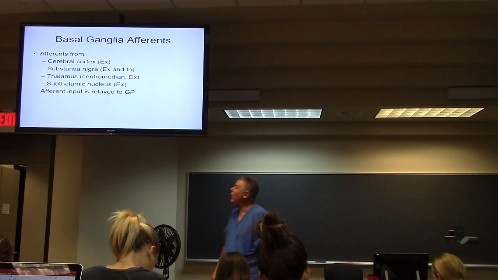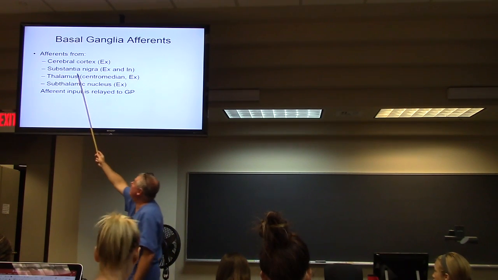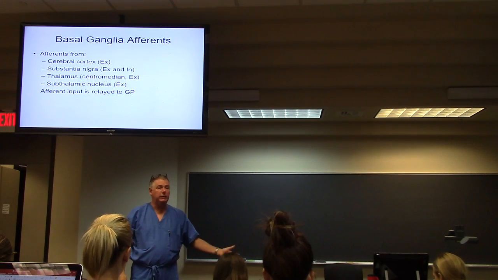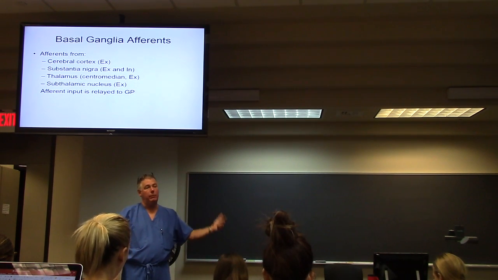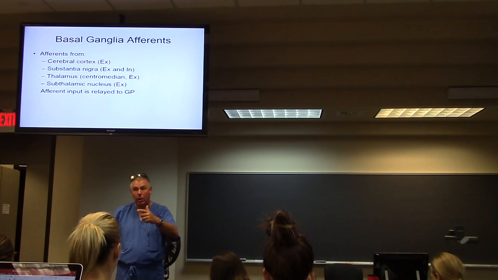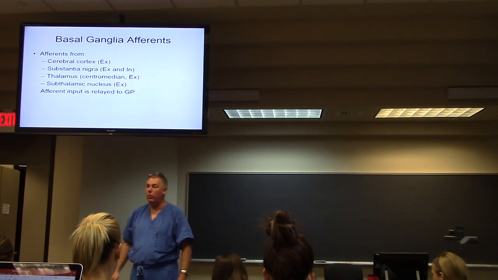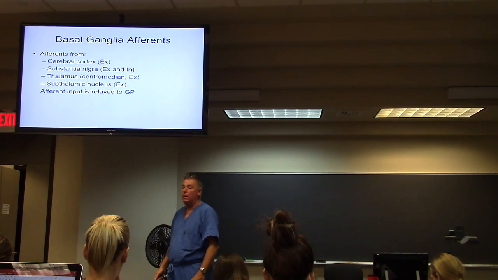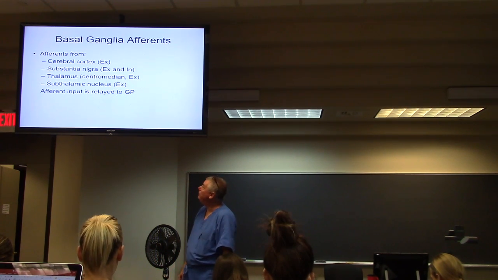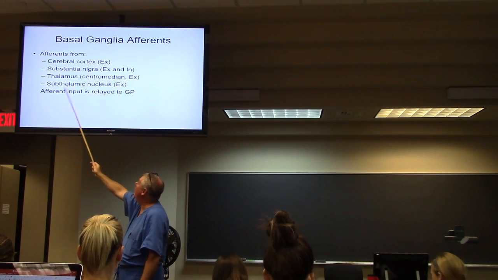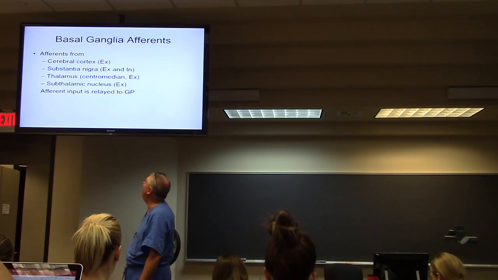You also get projections from the substantia nigra. We actually know that from yesterday's lecture. The substantia nigra projects its dopamine fibers to the caudate. Caudate projects back down through GABAergic fibers to the substantia nigra. You receive projections from the thalamus and from an area called the subthalamic nucleus.